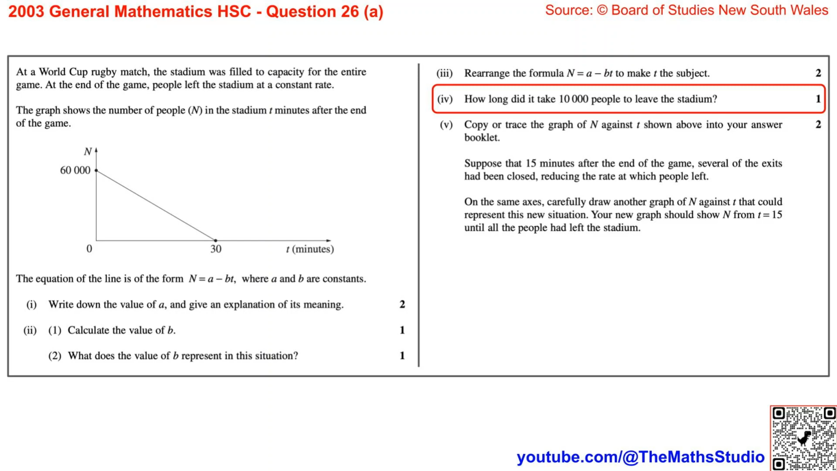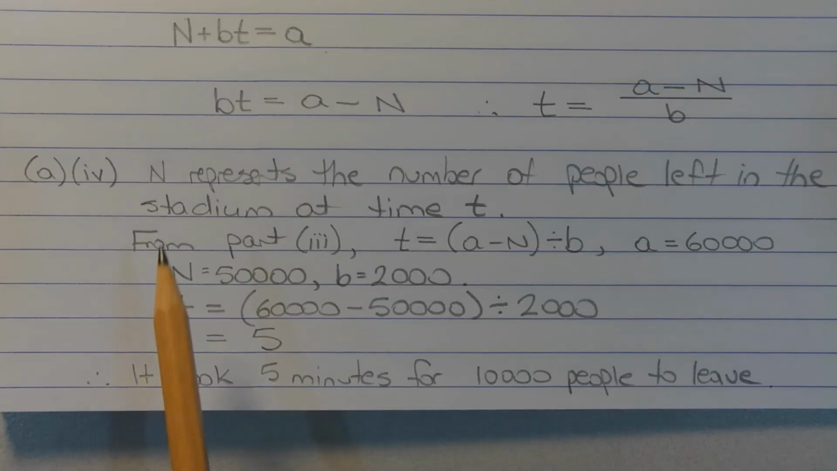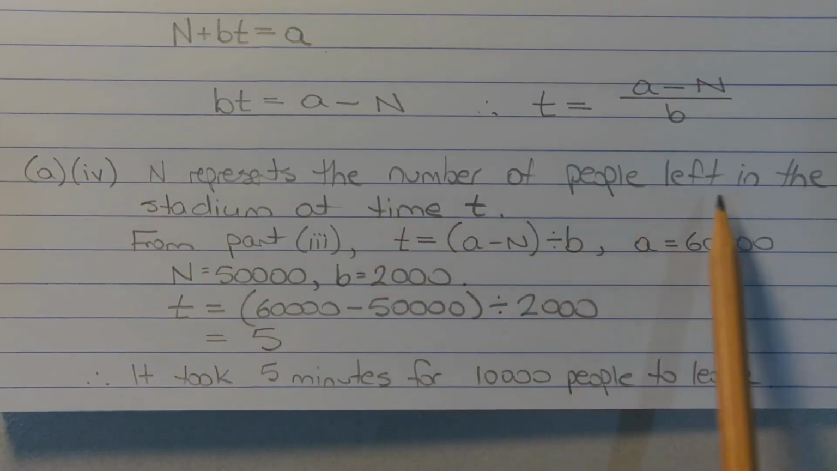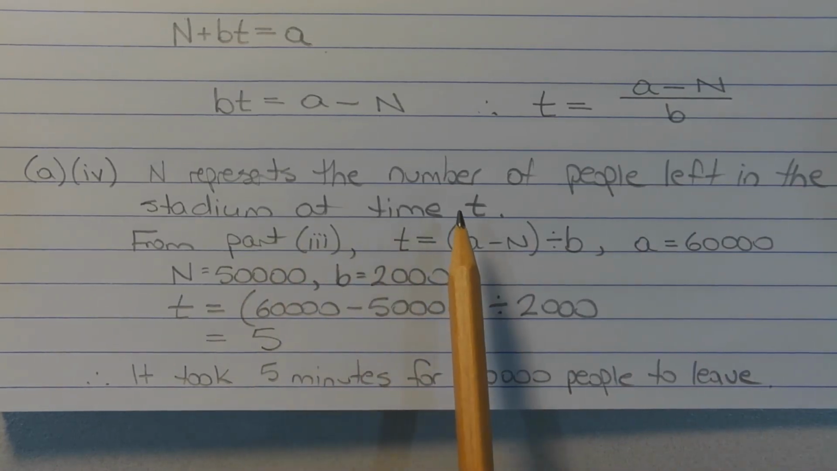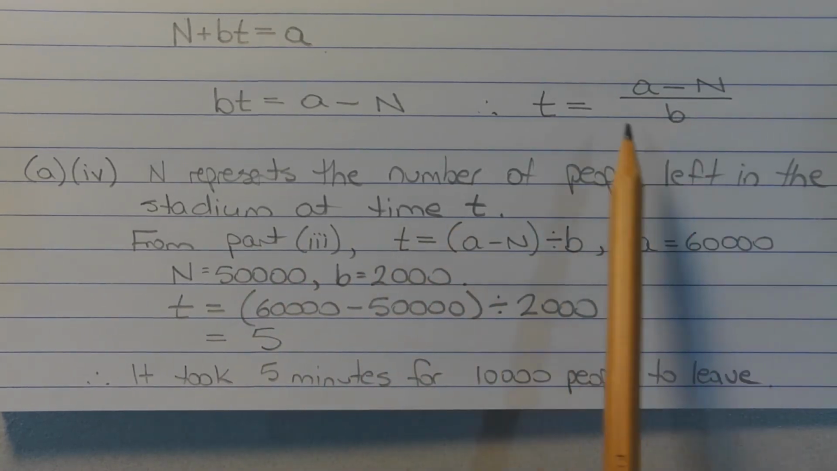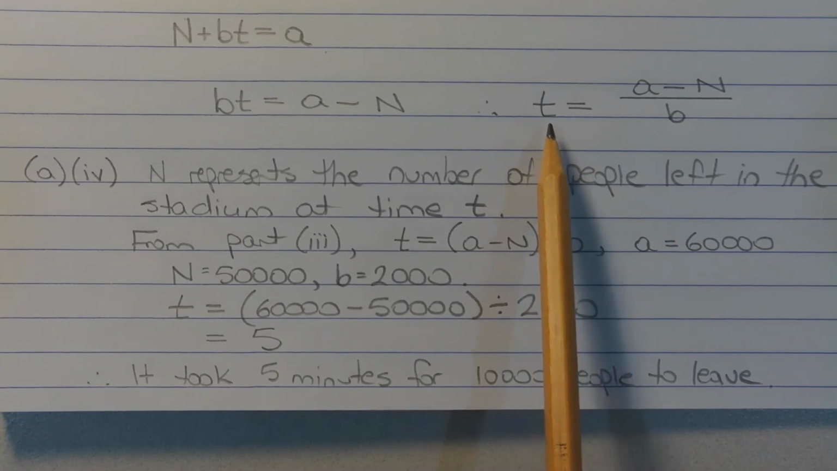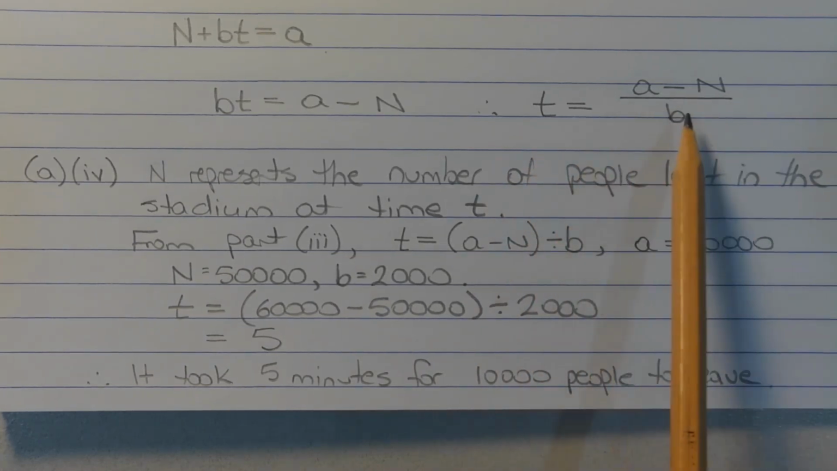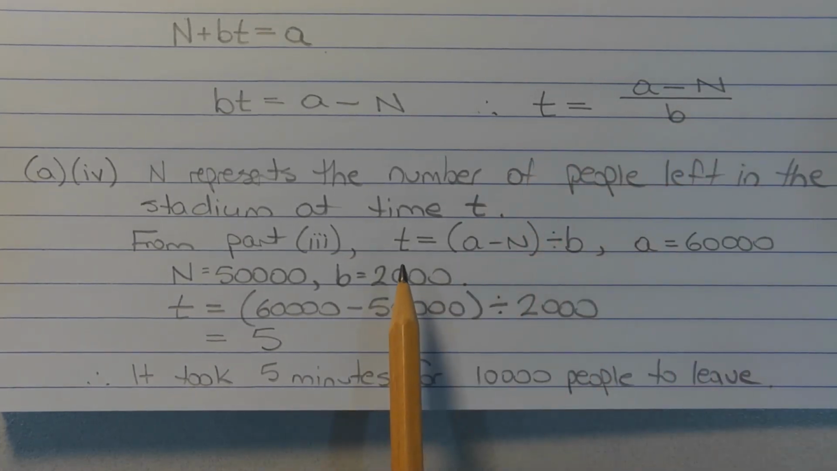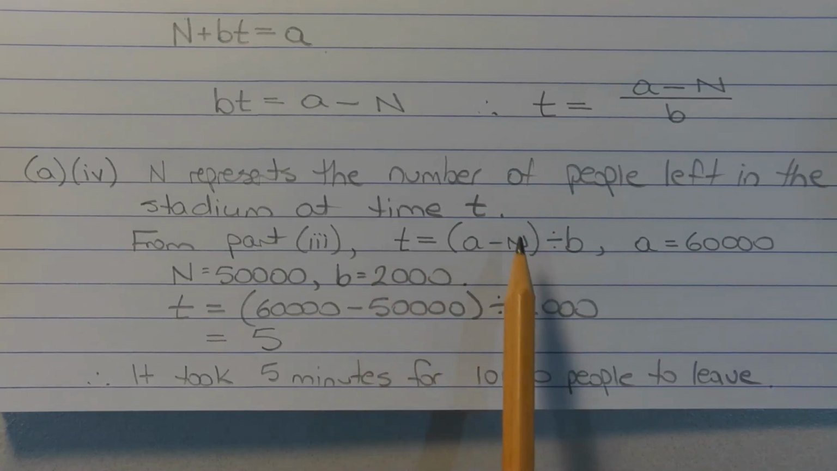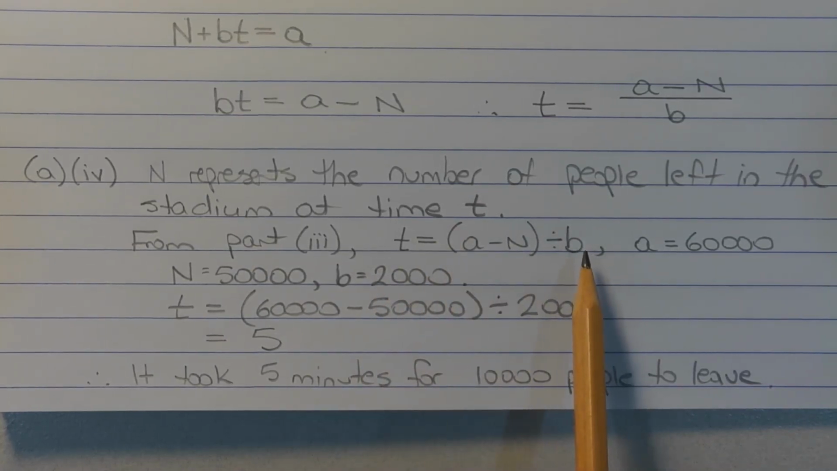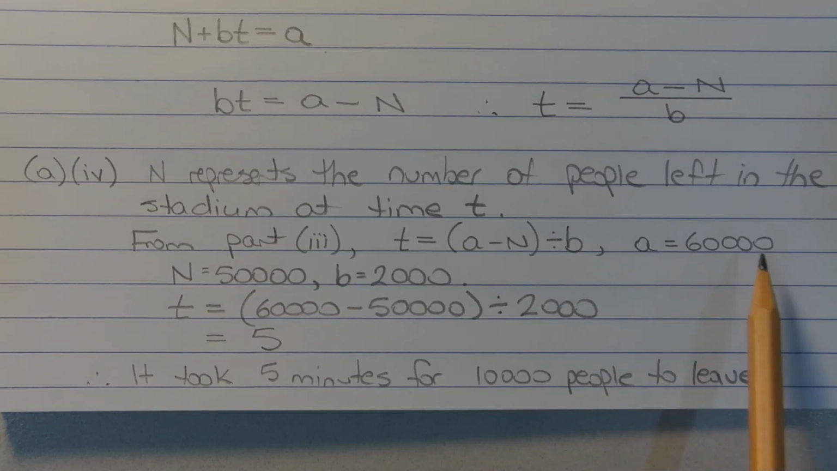Part 4. How long did it take 10,000 people to leave the stadium? N represents the number of people left in the stadium at time T. Now from part 3, the formula was rearranged to T equals A minus N all over B, which can be written as T equals A minus N in brackets divided by B. Now A is equal to 60,000, which is the initial number of people in the stadium.